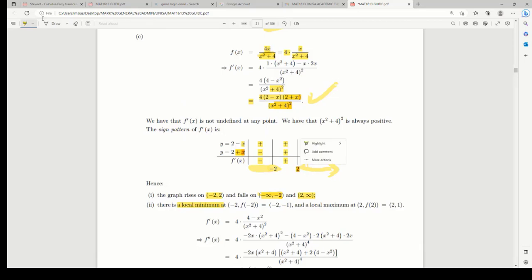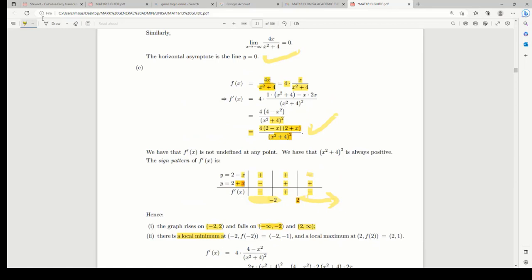And then we find the corresponding y values at -2 and 2, going back to the original function. I substitute in the place of x equal to 2. What is f of 2? Well, I've got 8 in the numerator, and then 2 squared is 4 plus 4 is 8, so that is equal to 1. So when x is 2, f of 2 is 1.